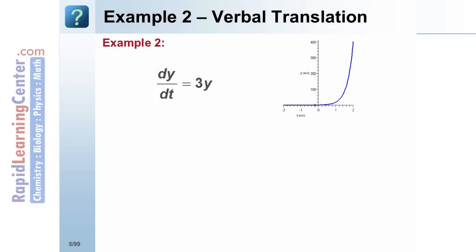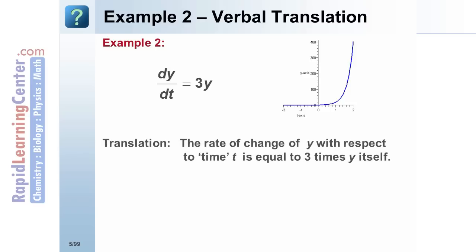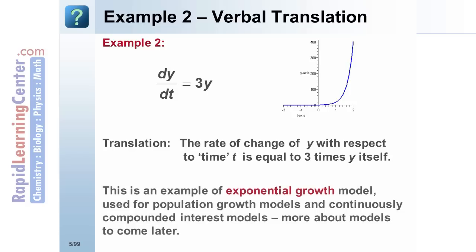Another example of a differential equation is dy/dt equals 3y. A verbal translation of this is the rate of change of y with respect to time t is equal to 3 times y itself. This is an example of an exponential growth model used for population growth models and continuously compounded interest models. More about models to come later.